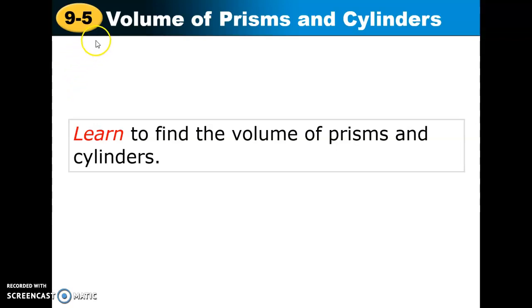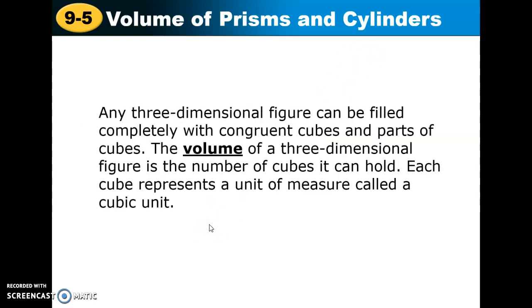Today we're going to focus on 9.5 volume, and we're going to look at volumes of prisms and cylinders. For the volume of prisms and cylinders, we are thinking about how much fits inside a shape. So if you pop a lid off of a pop can, how much fits inside of there? If you pop a lid off a tuna can, how much fits inside of there?